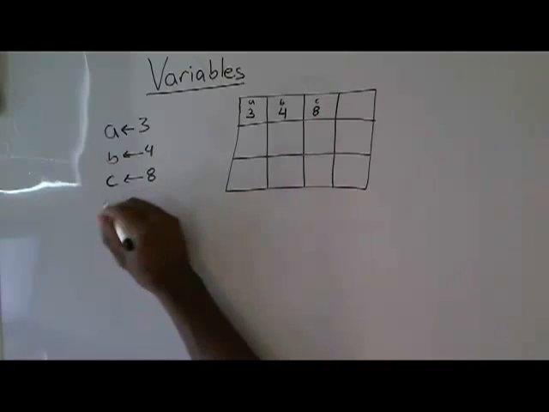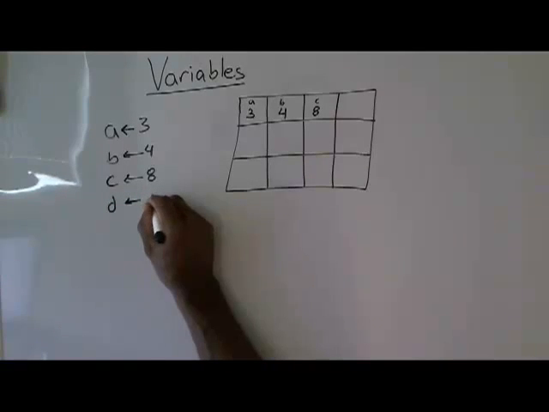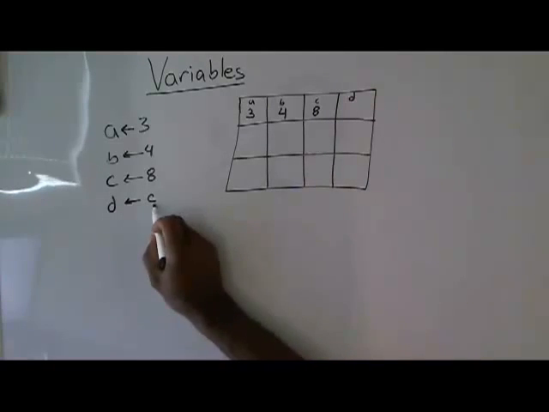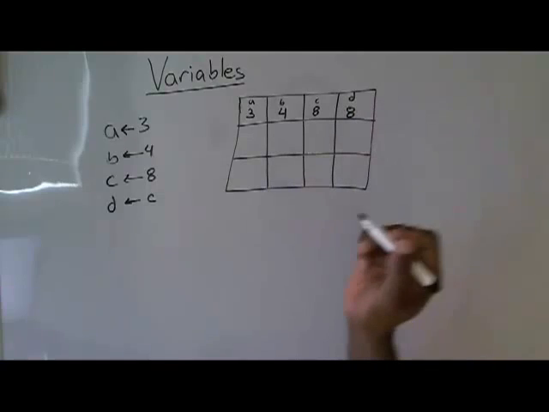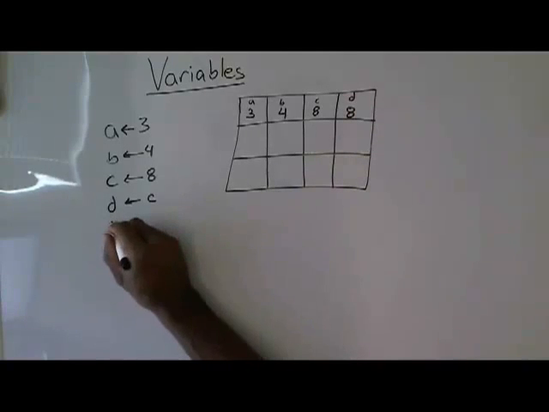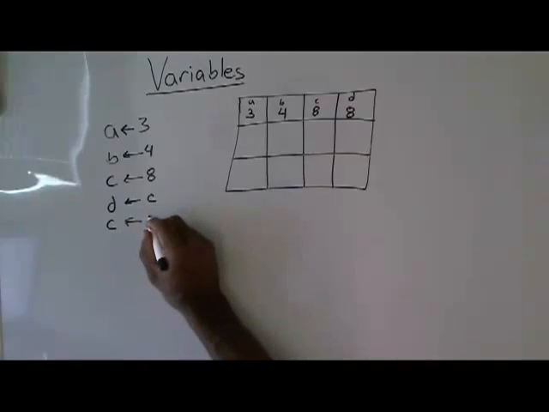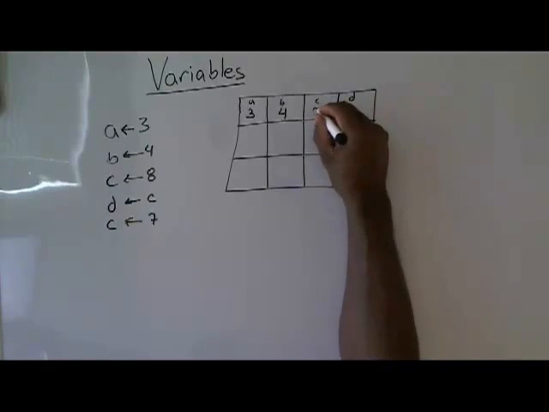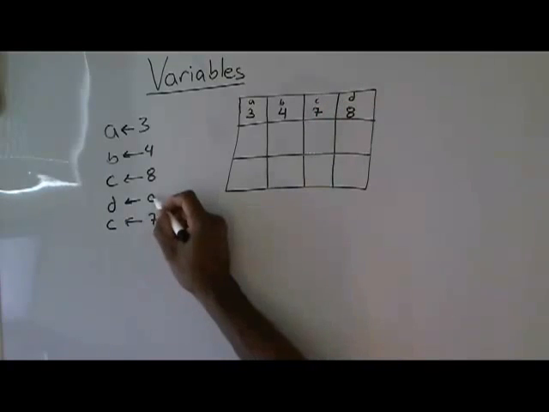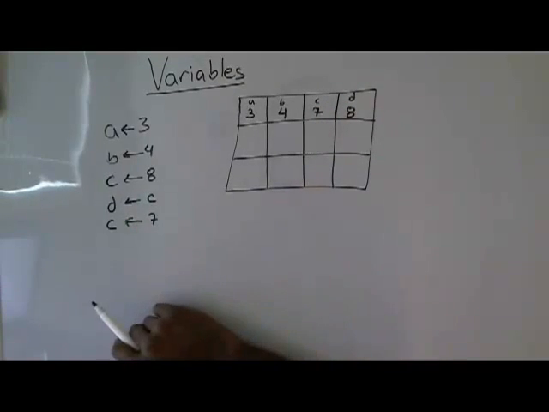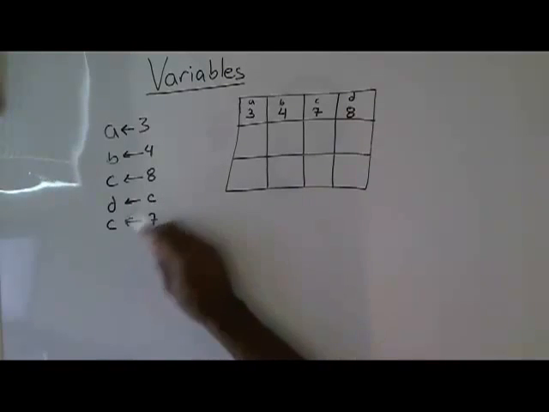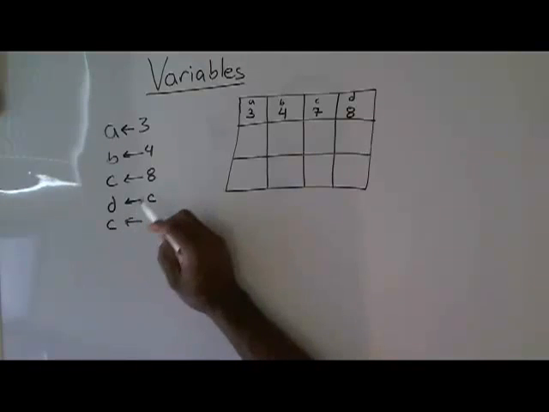Now I can do things like D gets C, which means memory location D gets the value that was stored in memory location C, which is 8, right? Now, if I change what's in C, so now I say C gets 7, so that means the value in memory location C now gets 7. D does not change because these aren't bound together in any kind of way. The assignment is made here, and that's the only time it's made. D and C are not assigned together, they're not defined together.